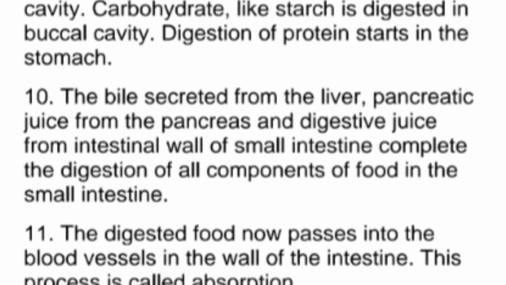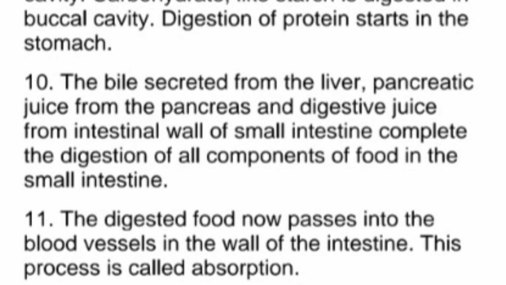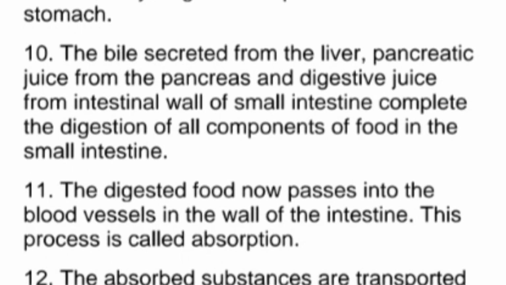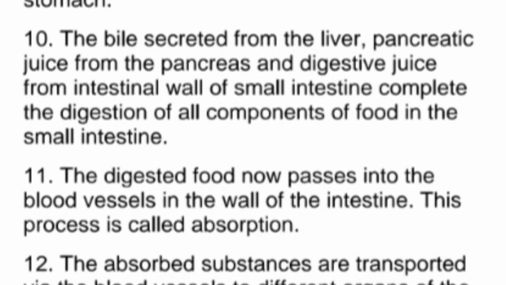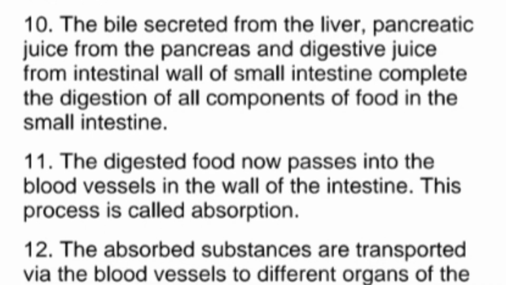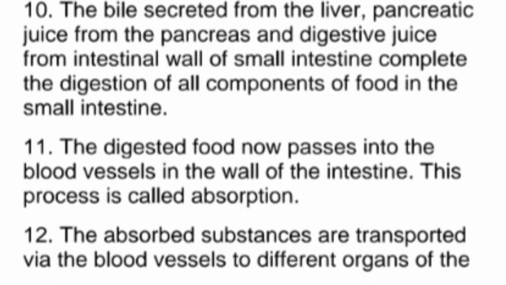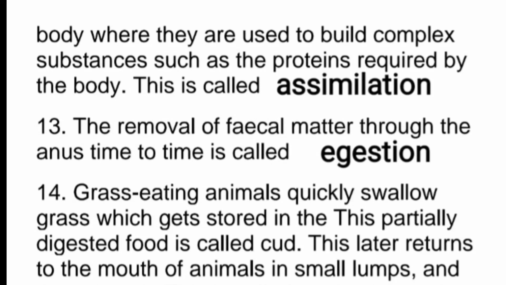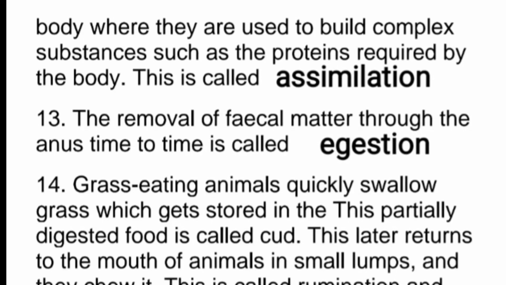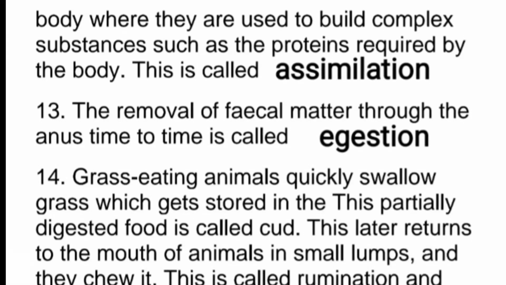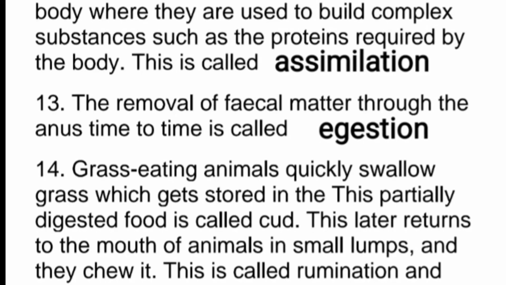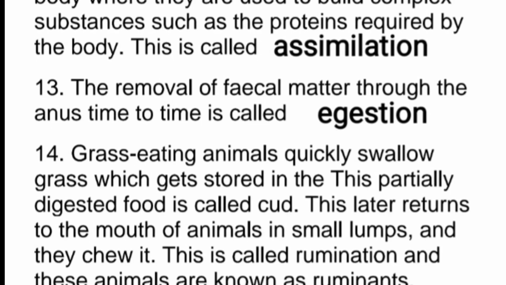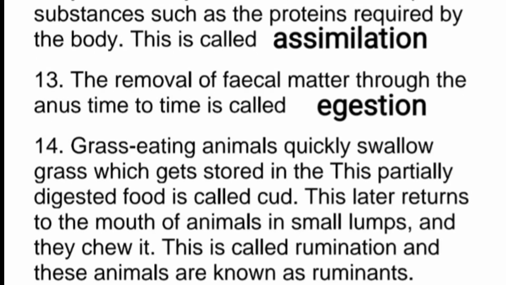Eleventh, the digested food now passes into the blood vessels in the wall of the intestine. This process is called absorption. Twelfth, the absorbed substances are transported via the blood vessels to different organs of the body, where they are used to build complex substances such as the proteins required by the body. This is called assimilation. The removal of fecal matter through the anus from time to time is called egestion.